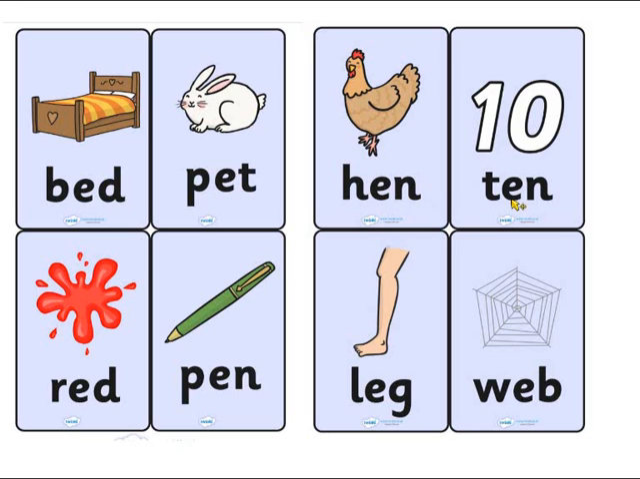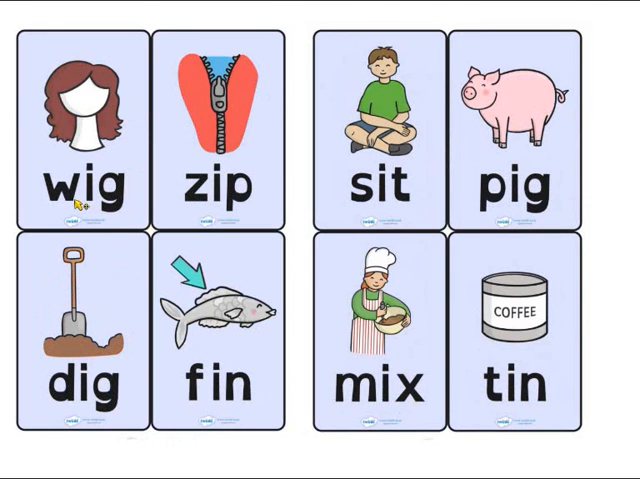Hen. Ten. Red. Pen. Leg. Web. Yes, that was easy too with the E. So we tried A, E. What is next? Of course, I. Wig. Zip.